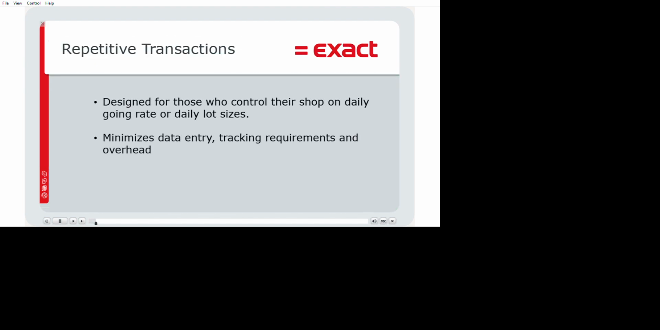The Repetitive Manufacturing module is designed specifically for manufacturers who control their shops based on a daily going rate or daily lot sizes. By minimizing data entry, tracking requirements and overhead are reduced, while measurements and data integrity are maintained. You can receive a finished good and backflush all of the components required to build the final assembly in a single transaction. You do not have to create an order in the system, so it eliminates paperwork for repetitive environments.